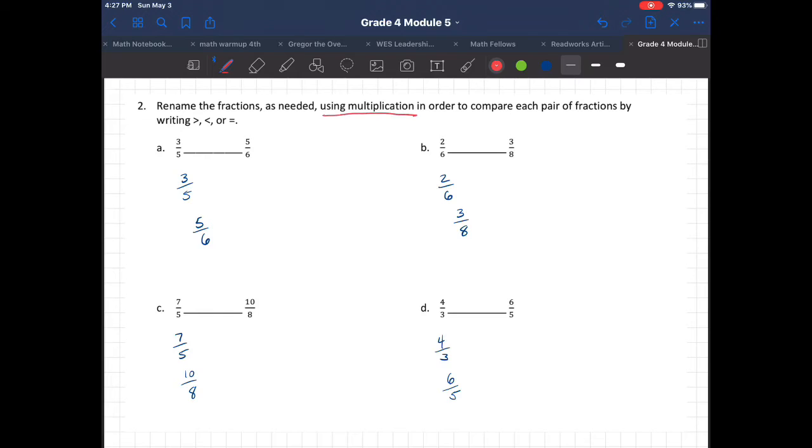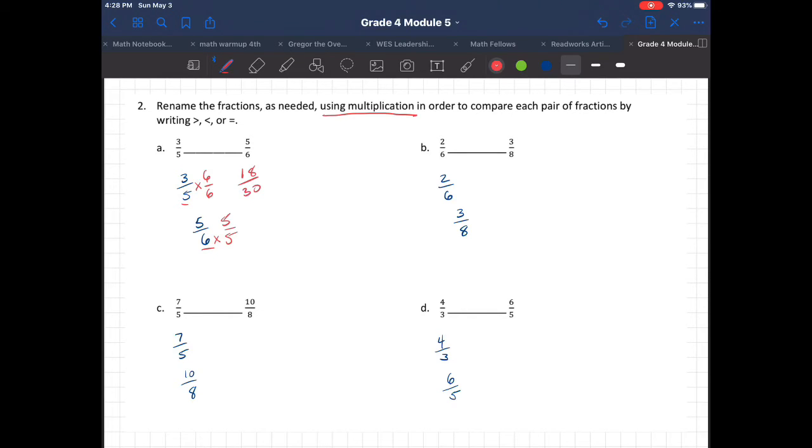Number 2, it just says using multiplication, so we don't have to draw the pictures. The pictures are nice to be able to see what's happening, but as you can tell, drawing those pictures is kind of a pain. So the key is to make a common denominator, and it always works to use the denominator from the other problem, because 5 times 6 is going to be 30, and 6 times 5 is also going to be 30. So if you're not sure what to multiply by, look at the denominator of the other fraction.